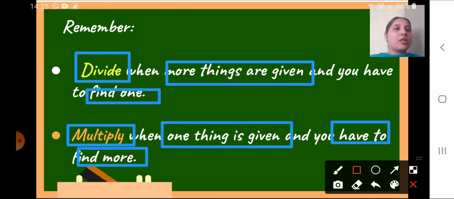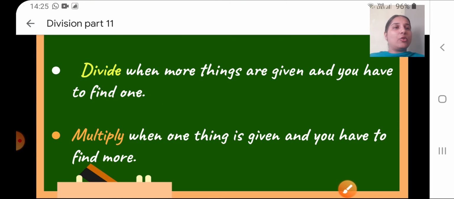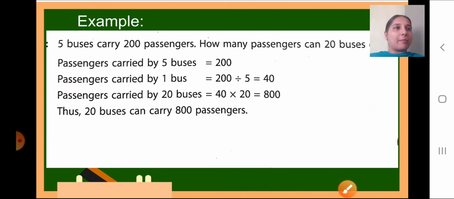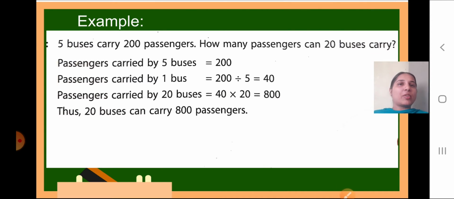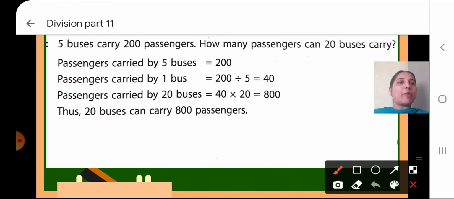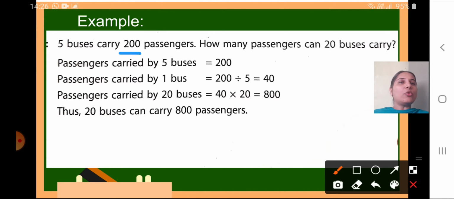Okay, so let's solve one example, then you will understand. Like 5 buses carry 200 passengers. 5 buses can carry 200 passengers. Now how many passengers can 20 buses carry? So first we will write what is given. Passengers carried by 5 buses is given 200. That we have written here.